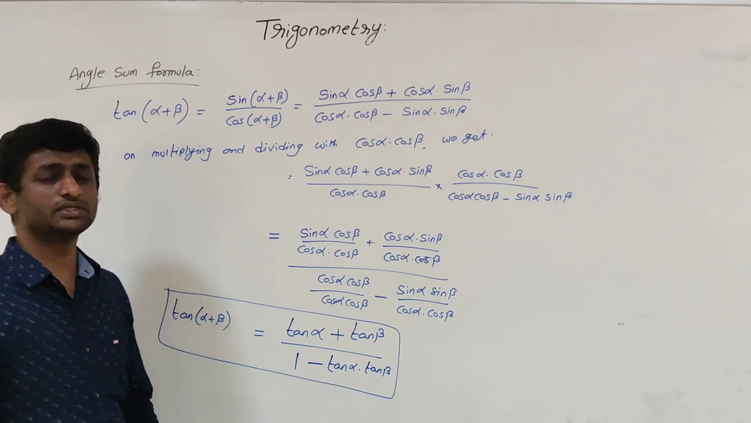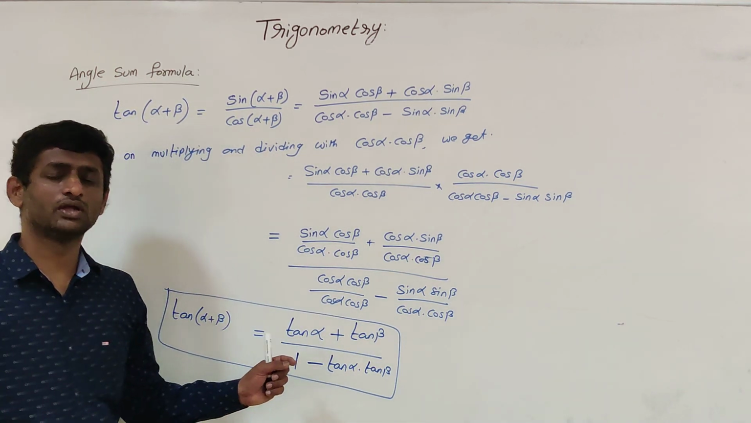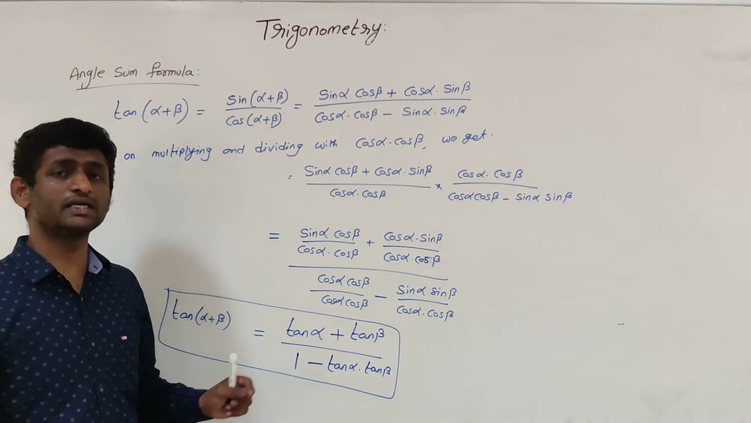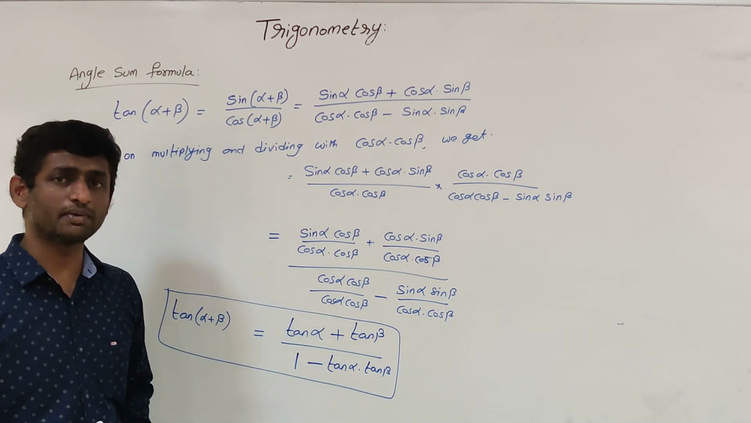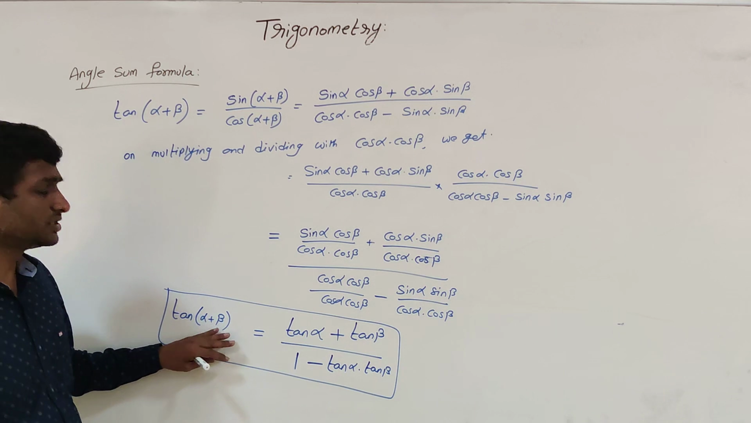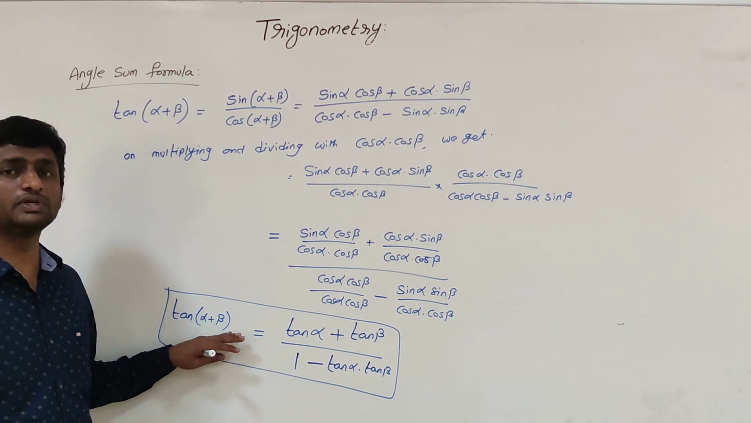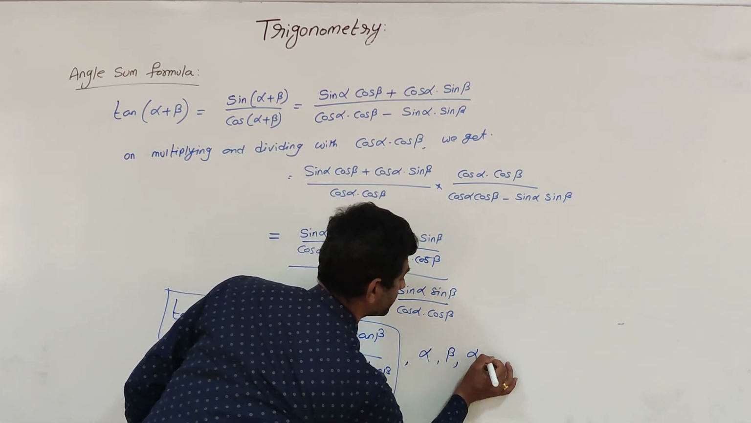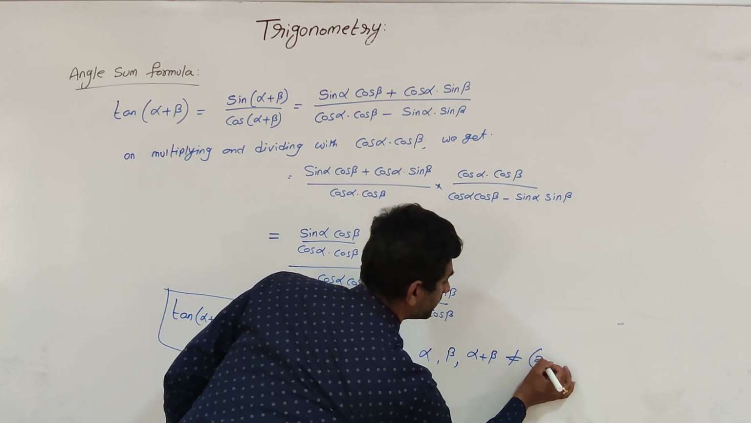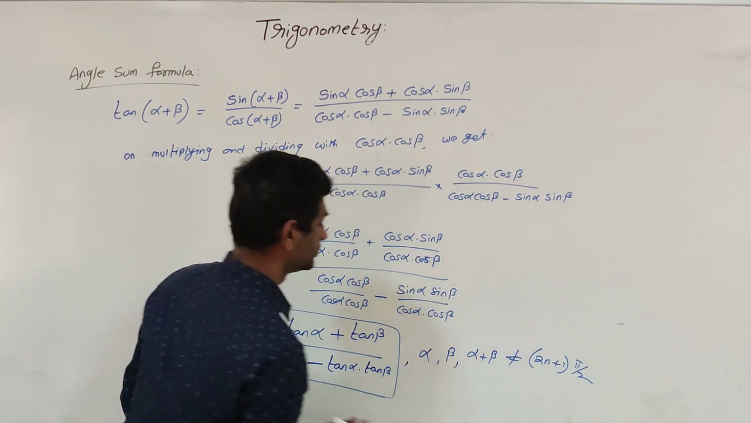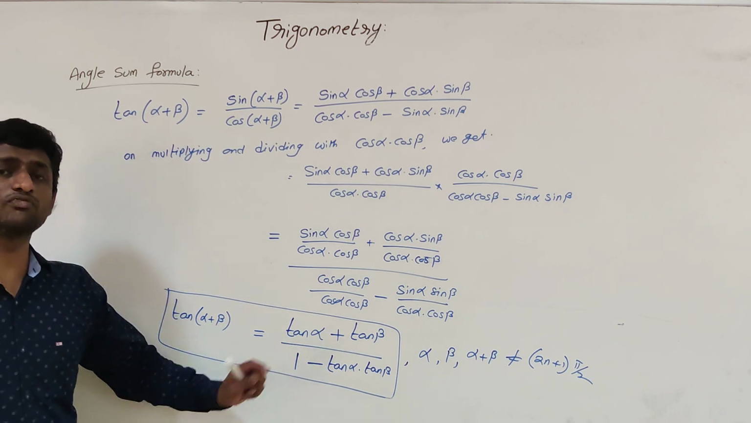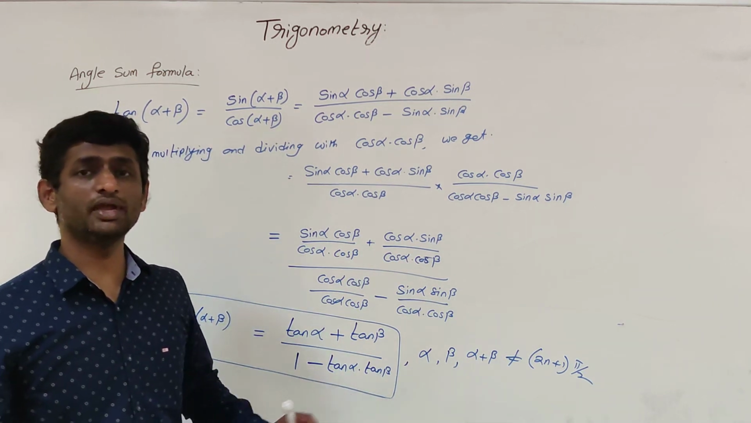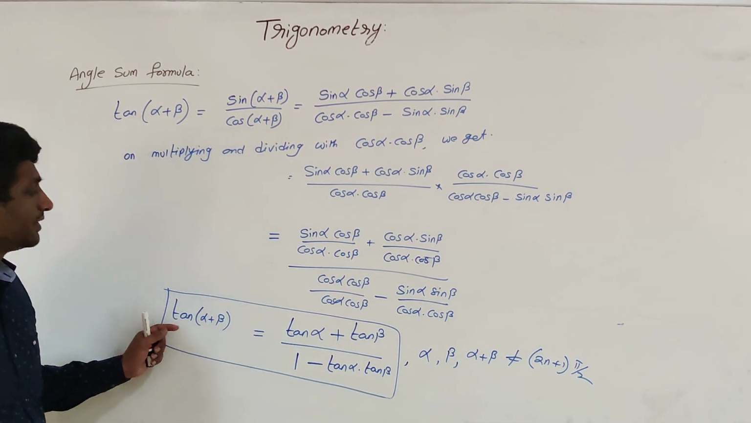And what is the condition? If none of alpha, beta or alpha plus beta is an odd multiple of pi by 2, then this trigonometric ratio tan of alpha plus beta will be defined, where alpha, beta, alpha plus beta is not equal to 2n plus 1 times pi by 2. So neither of them should be an odd multiple of pi by 2. If it is an odd multiple of pi by 2, then tan of alpha plus beta will not be defined. So this is the trigonometric ratio for tan of alpha plus beta.